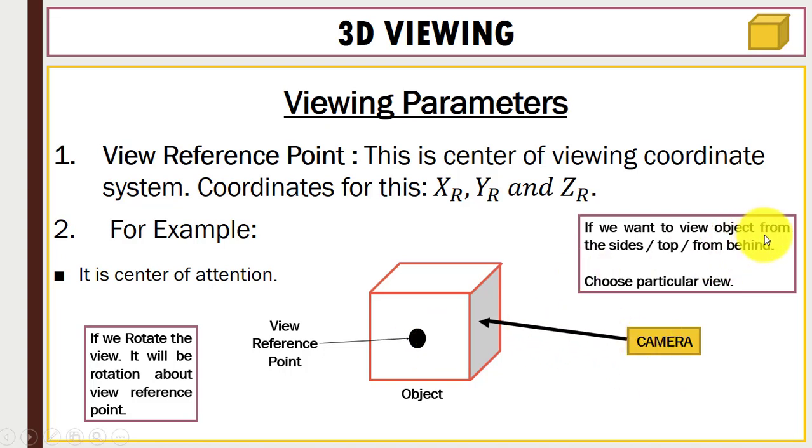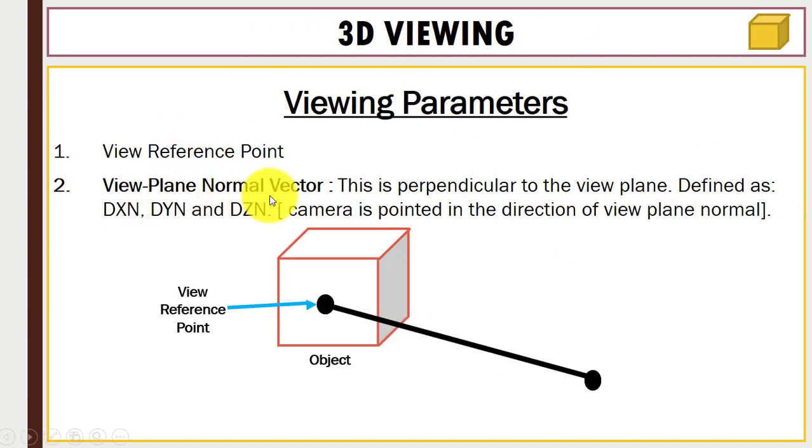If we want to view the object from the different sides, like from the top, from the bottom, from the left or right side, or from behind, then we will choose a particular view. After that you can see here we have different coordinates for this, in the x-axis, in the y-axis, and in the z-axis. The next parameter is the view plane normal vector.